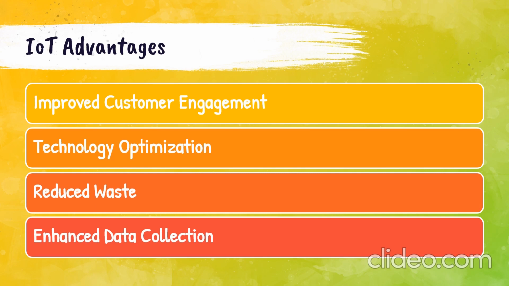Next, we are going to see the advantages of Internet of Things, IoT. The advantages of IoT spread across every area of lifestyle and business. Here we have listed some of the advantages of IoT, starting from improved customer engagement, improved technology optimization, minimization of waste or reduced waste, and enhanced data collection.